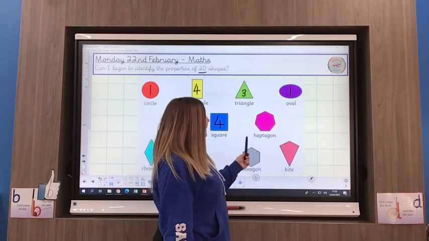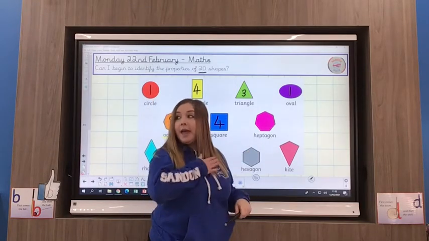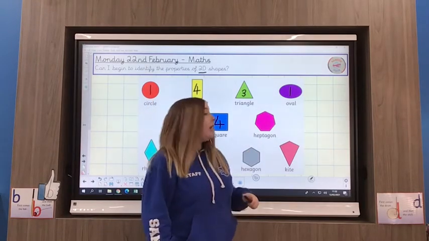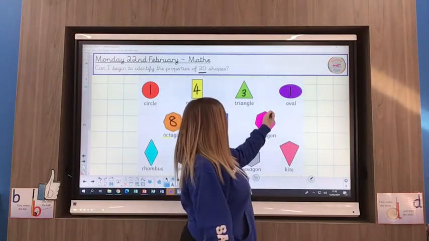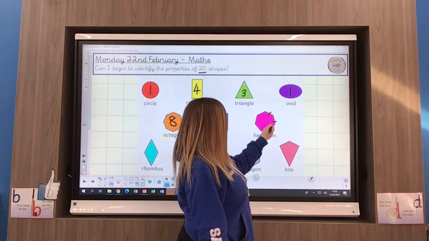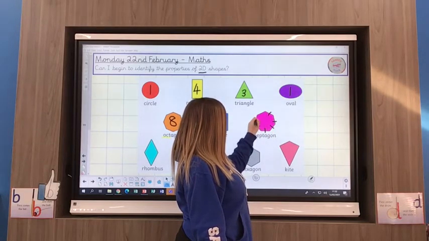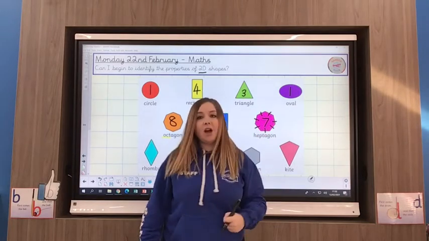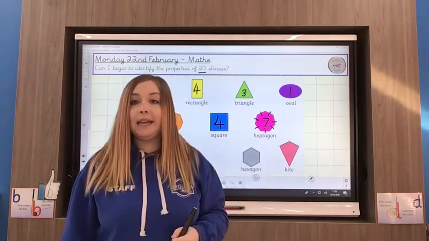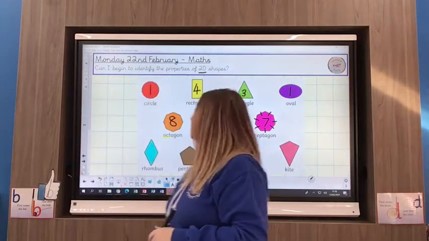Next one is a heptagon. Heptagon. Let's count these ones because we're getting to lots of sides now. 1, 2, 3, 4, 5, 6, 7. So a heptagon has got 7 sides and they are all straight.